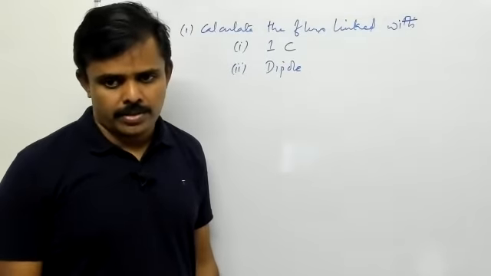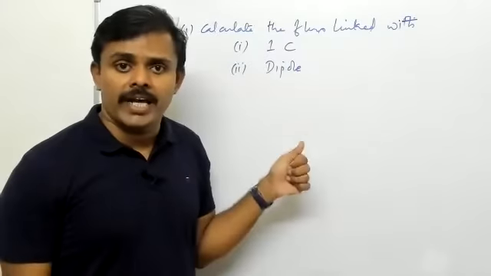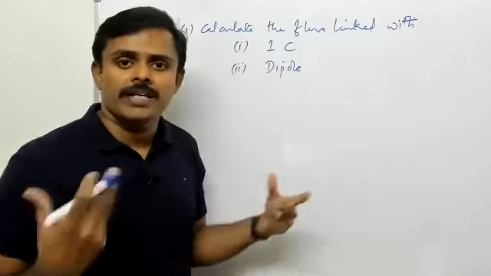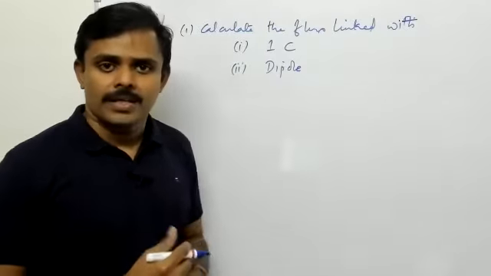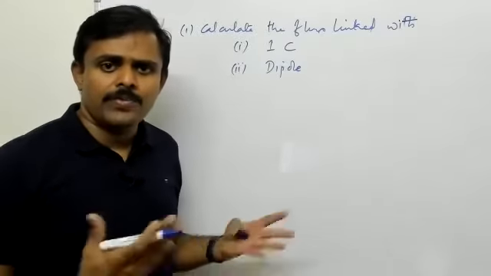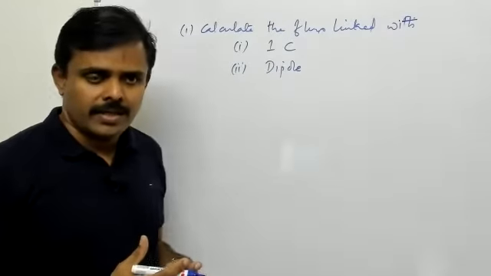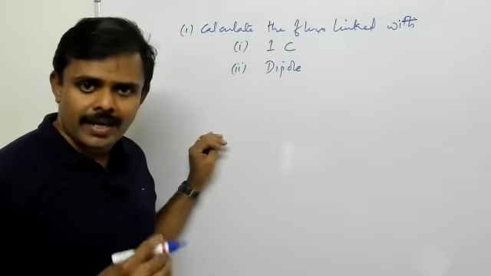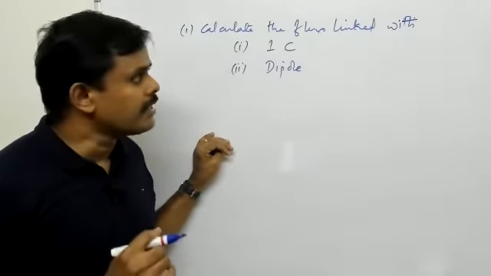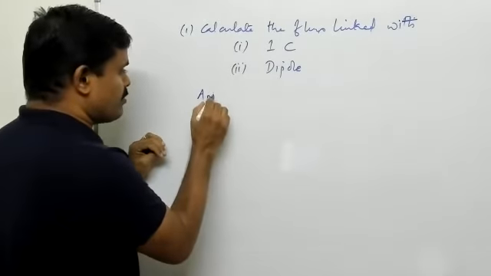Second one, dipole. Or they'll ask like, calculate the number of lines coming out of plus 1 Coulomb. Number of lines coming out of plus 1 Coulomb means what? Same as flux. Okay. Calculate. What is the question? Calculate the flux linked with 1 Coulomb. Number 2, dipole. So let us write the answers number 1 by 1.